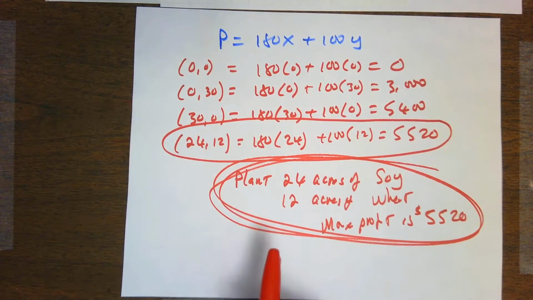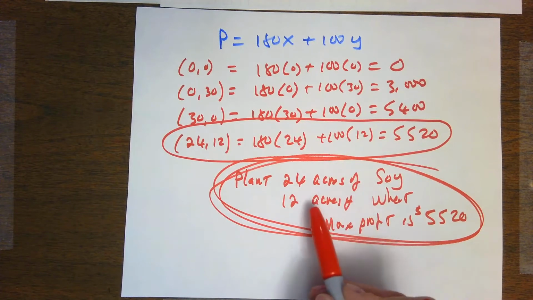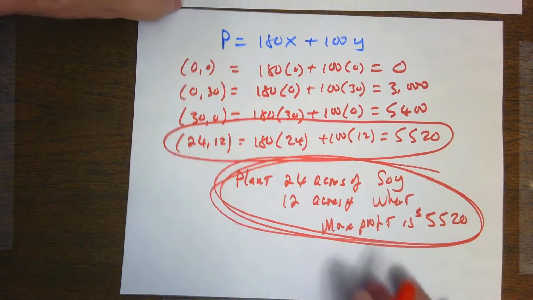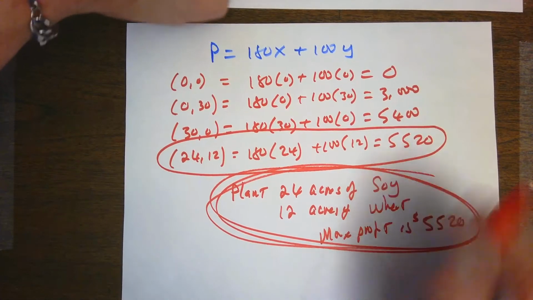How much of each crop should be planted to maximize profit? 24 acres of soy, 12 acres of wheat. What is the maximum profit? $5,500. What about if the farmer changes it, and he's willing to spend no more than $2,400 on prep? This is kind of the last part of this problem here.